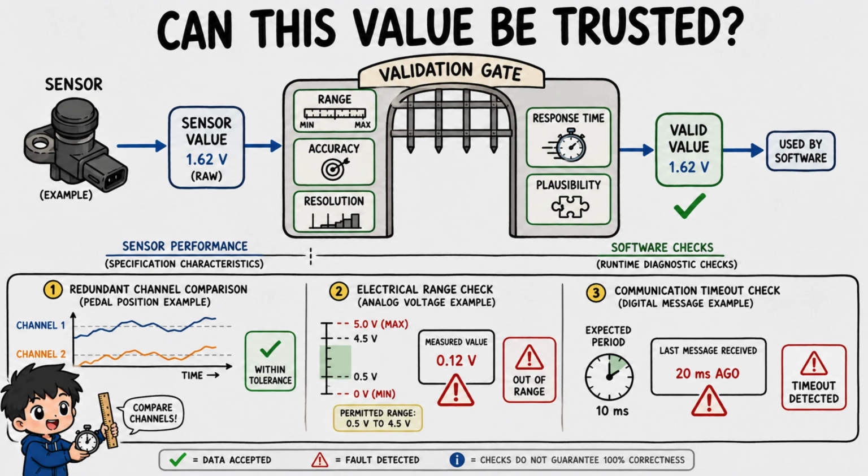The software may check whether the value is inside an electrically valid range. It may compare two redundant channels. It may compare related measurements to determine whether they are physically plausible. It may also check whether a digital message arrived on time and whether the value changes in a reasonable way.